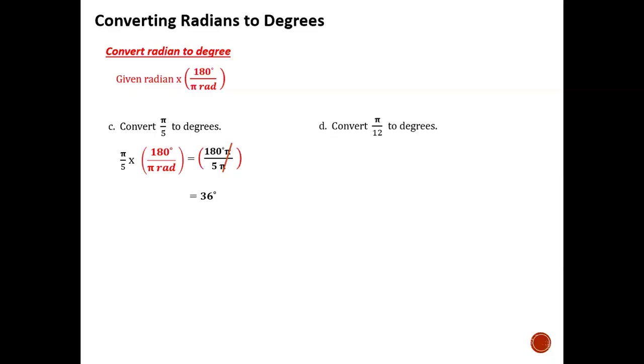Let's try another one. Pi/12, we want to convert the radian angle pi/12 to degrees. So pi/12 times 180 degrees divided by pi radians. Our pi's become 1. 180 degrees divided by 12 is 15 degrees.